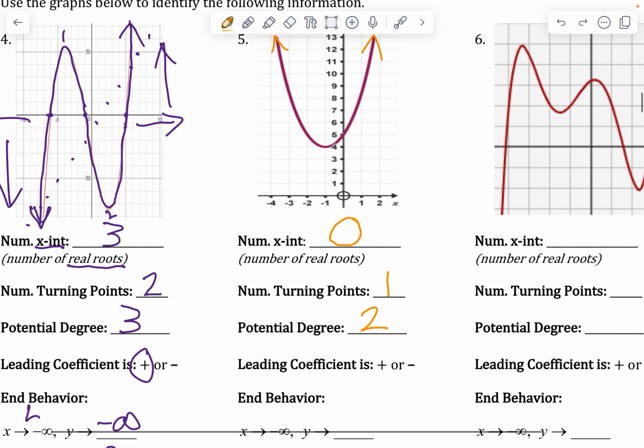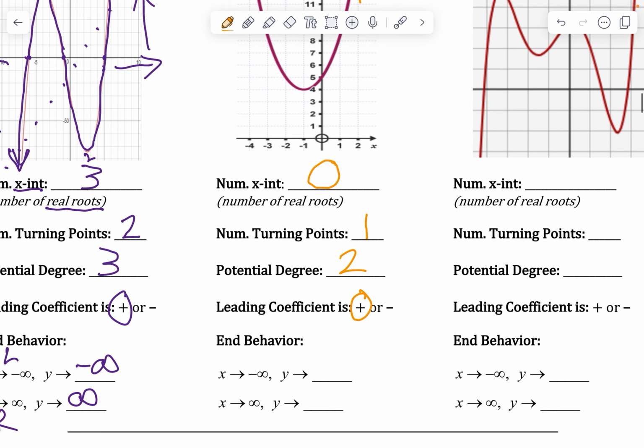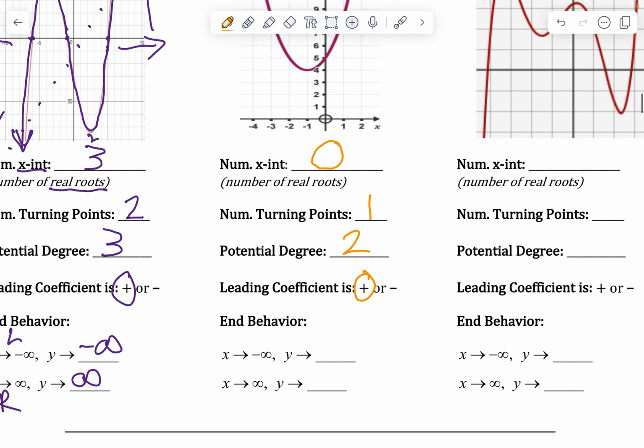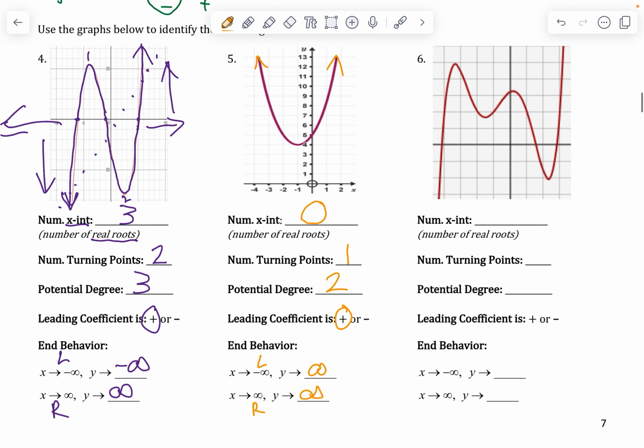All right, but the leading coefficients, look, both of my arrows are going up. So here's a positive. And then the end behavior, okay, same thing. If both of your arrows are going up, then can you think about left to right? You could, but if they're both going up, they're both going to positive infinity. Sweet.